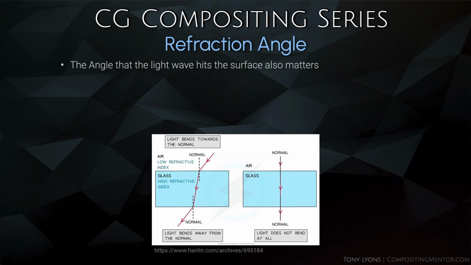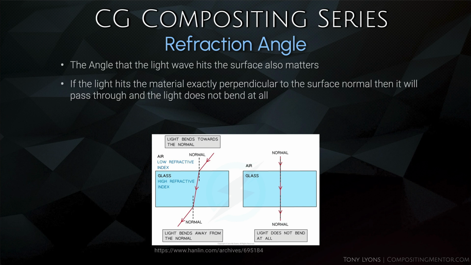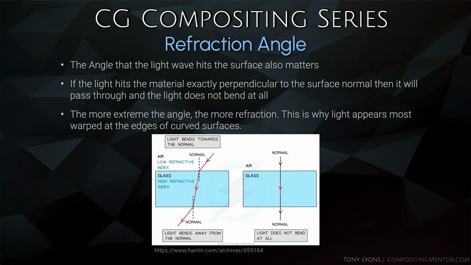Refraction angle. The angle that the light wave hits the surface also matters. If the light hits the material exactly perpendicular to the surface normal, then it will pass through and the light doesn't bend at all. Right, so in this example here, where the light goes straight through this glass that it's directly facing, that's because the light wave is entering the surface straight on and not hitting one side of the wave and turning it. The more extreme the angle, the more extreme the refraction. This is why light appears most warped at the edges of curved surfaces. That is where the angles are the most extreme.